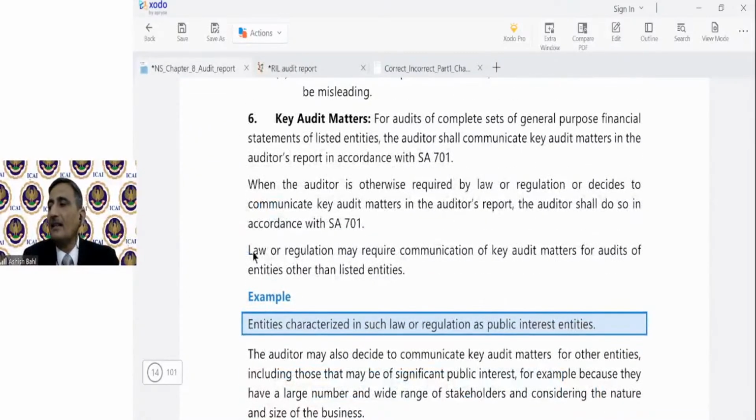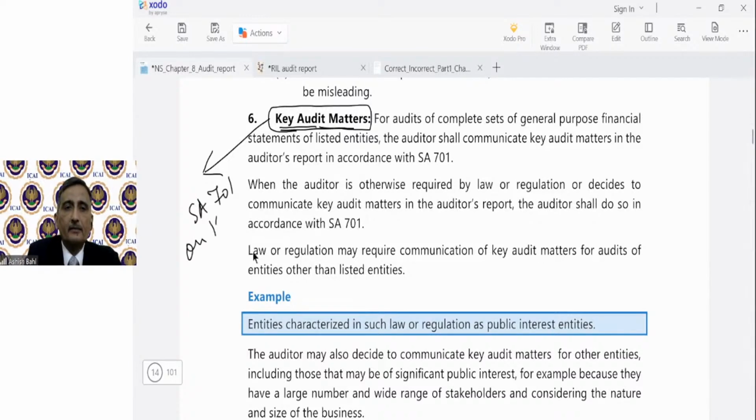Then there is a paragraph containing key audit matters. Students, you will be amazed to learn that there is a separate standard, SA 701, on key audit matters.